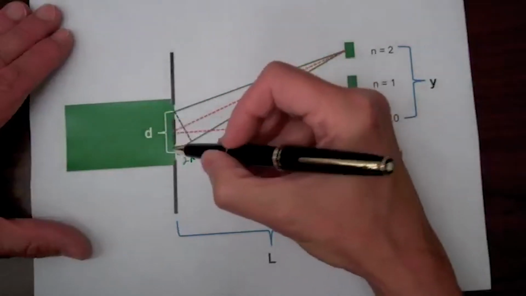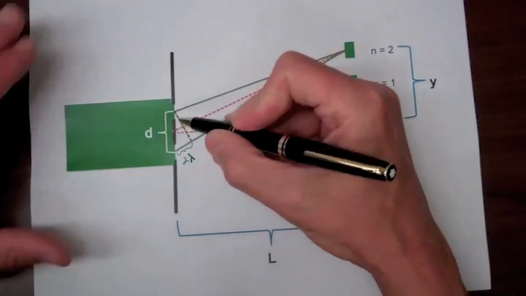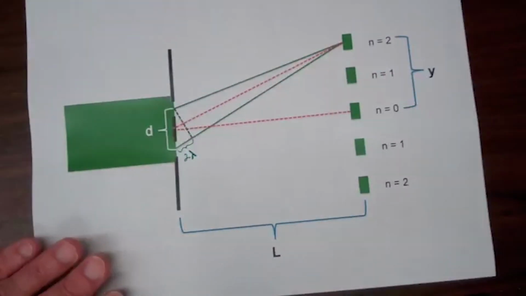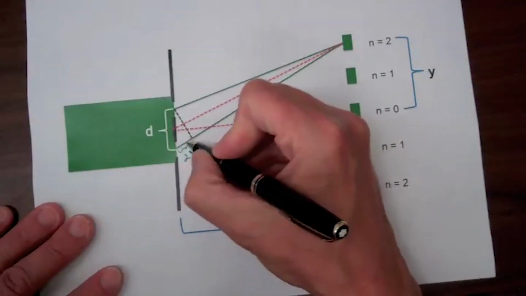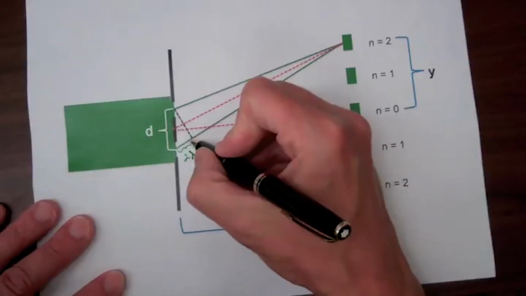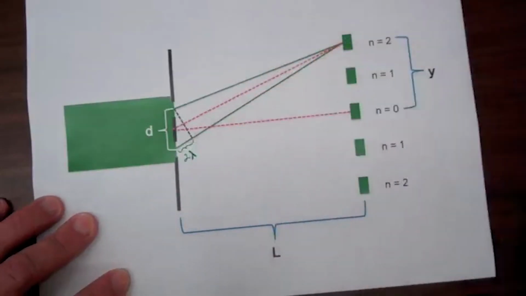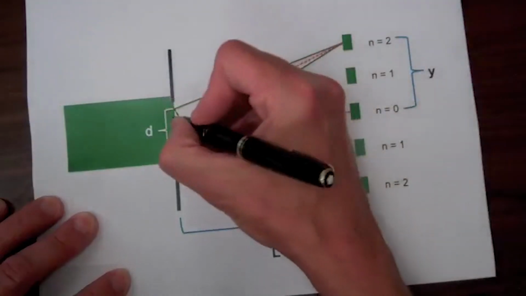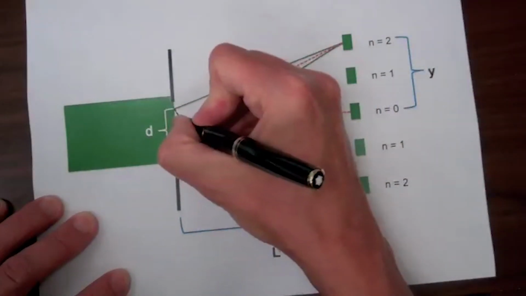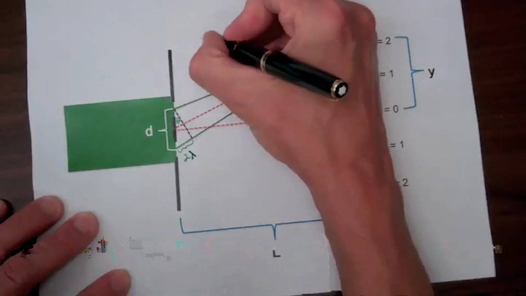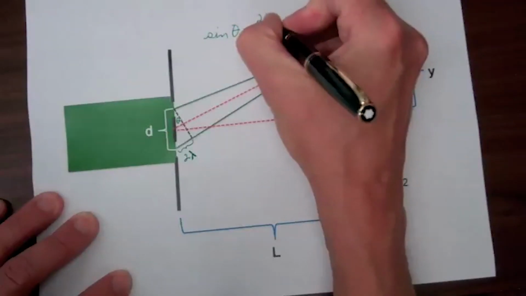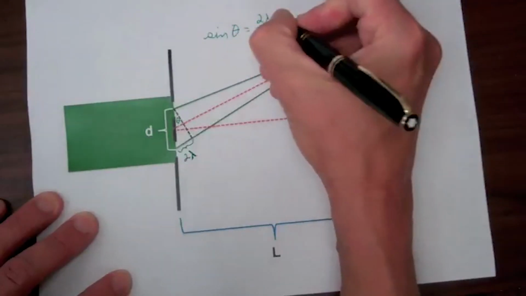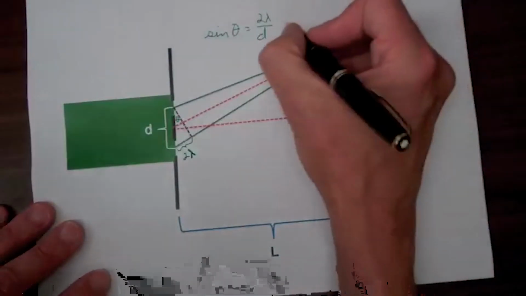Let's look at this right triangle here where the hypotenuse is the spacing between the slits, and this length here is the path difference, n lambda, or 2 lambda for this specific case. We're going to call this angle theta. So the sine of theta is going to be 2 lambda over our hypotenuse d, or n lambda over d.